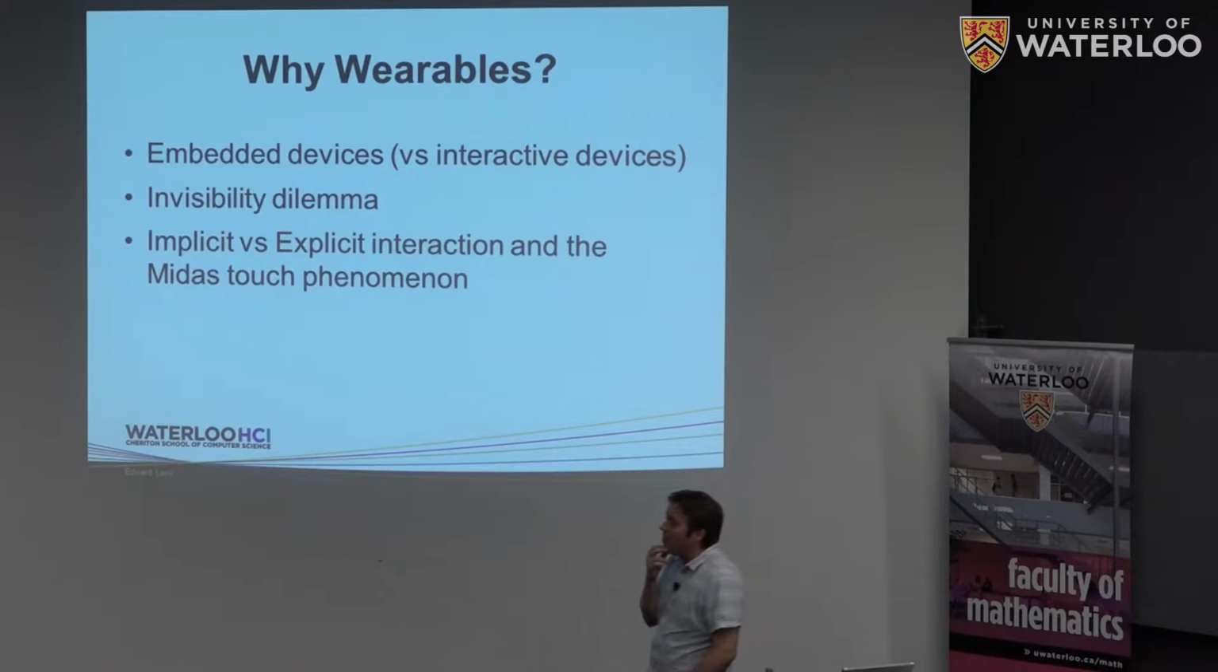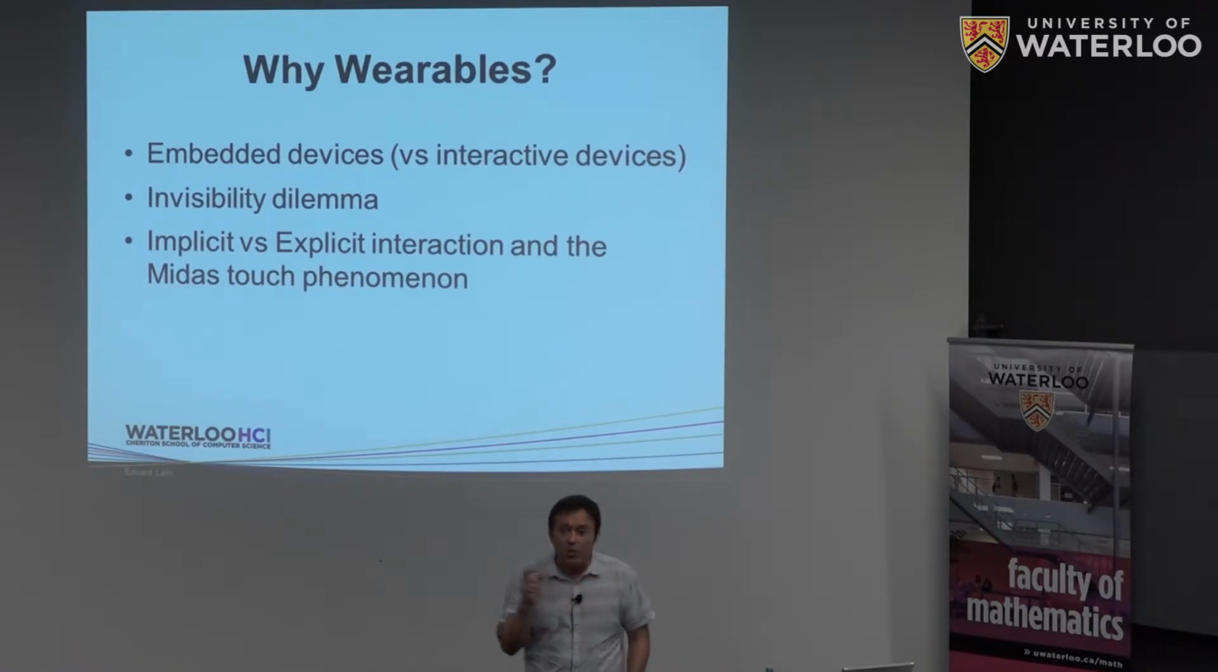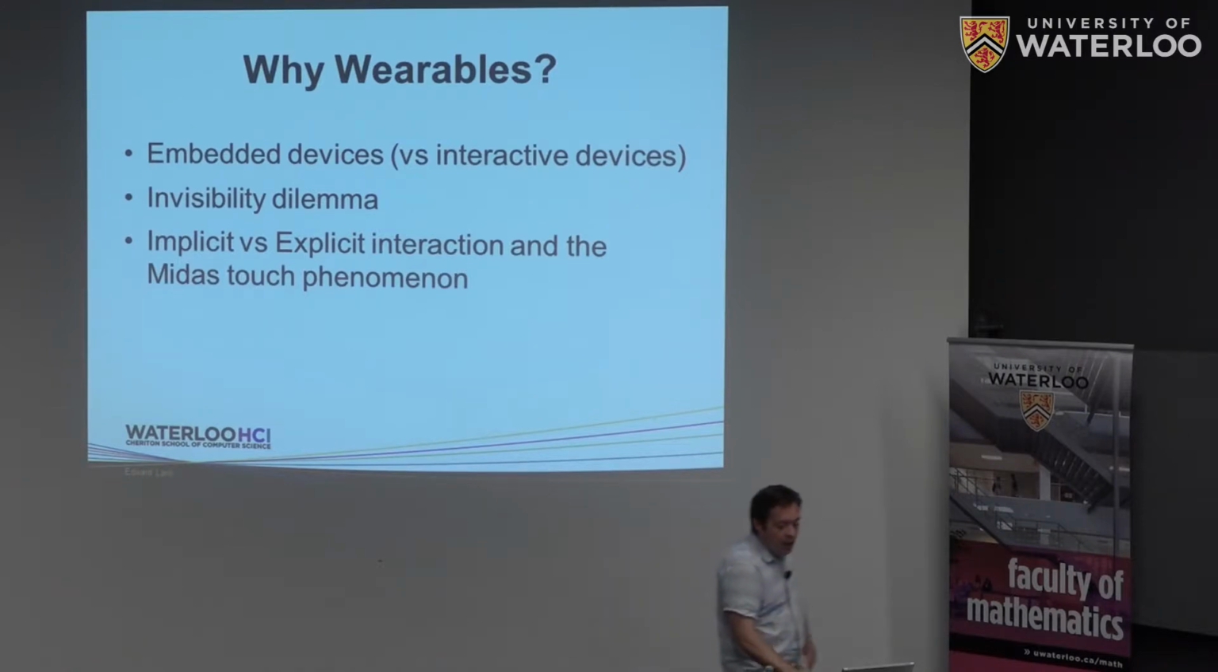We talk about implicit versus explicit interaction and the Midas touch phenomenon. If the world is looking at you all the time, how can it decide when you mean something for the world and when you're just gesturing because you're really excited about your topic and you want to talk about it?